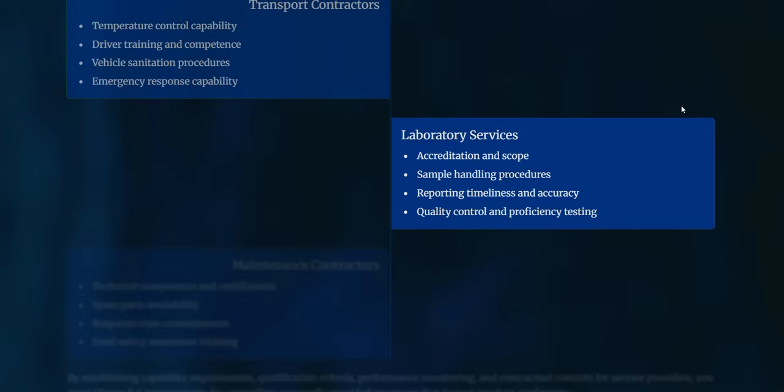The second service provider, which is laboratory service, the control must include the following: one, accreditation and scope; second, sample handling procedures; third, reporting timeline and accuracy; and fourth, control and proficiency testing.